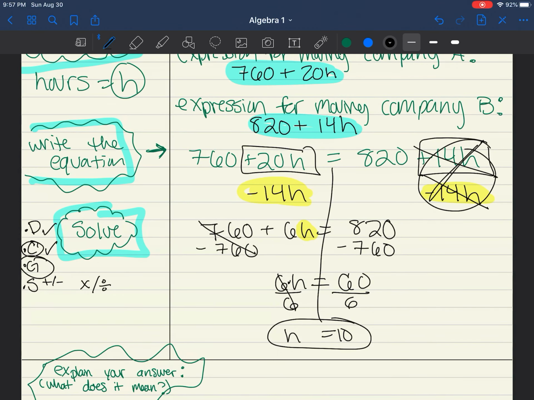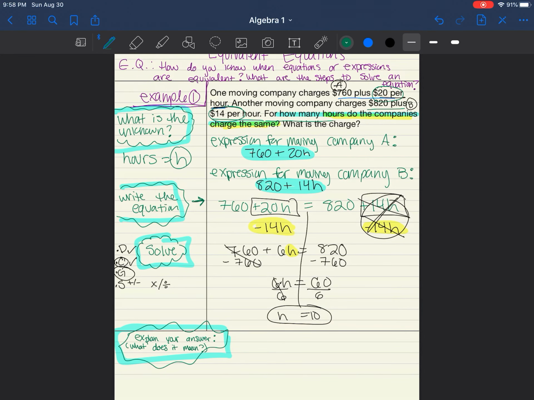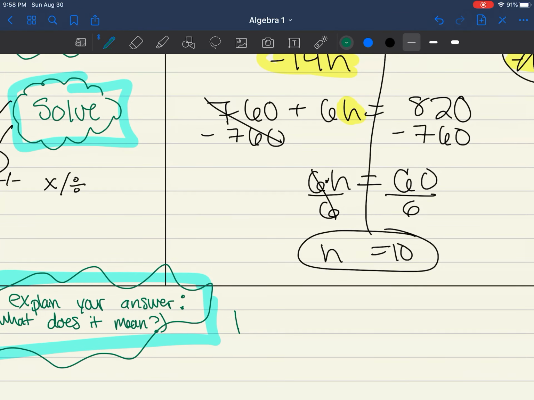So now, very important step that often gets looked over in math, and we're really going to be stressing this for this whole course, is explain your answer. What does it mean? So just saying H is 10 is not enough. So let's go back to that question. It says, for how many hours do the companies charge the same, and what is the charge? So we never even calculated this. So that's why it's really important to go back and read the question and make sense of it. Both, so we're going to write both moving companies. So I want full sentences in these explanations.